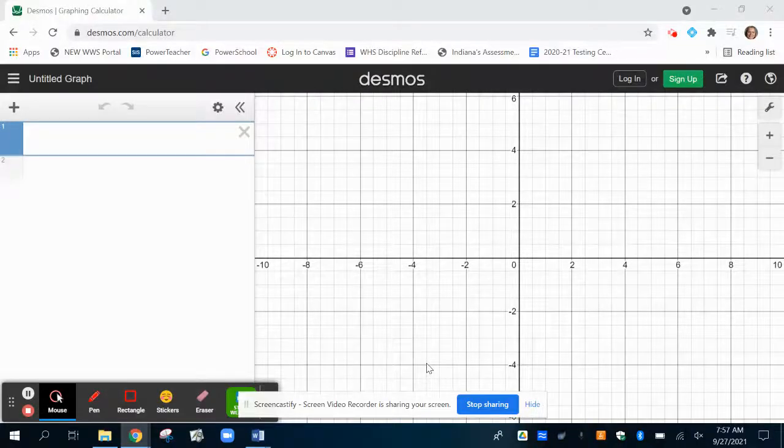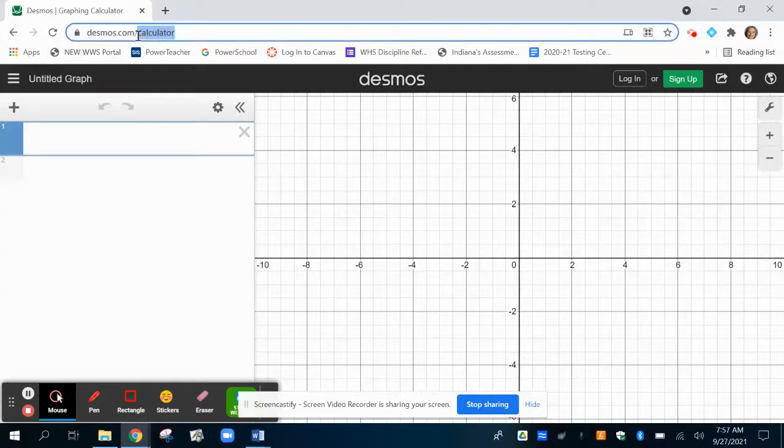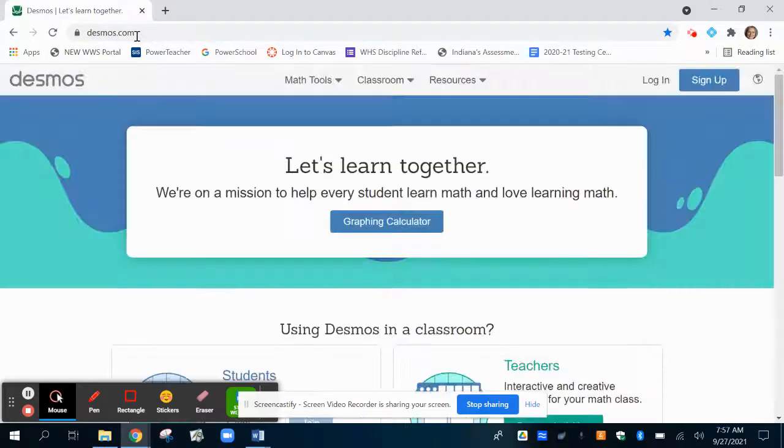So for the last part of notes today, I'm going to show you how we can use Desmos to help us find graphs and their domain and their range. In your notes, from where I just stopped in the last video, you'll see different graphs, different functions. If we go to desmos.com, which is where I'm at right now, if you've never used this before, this is what will come up.